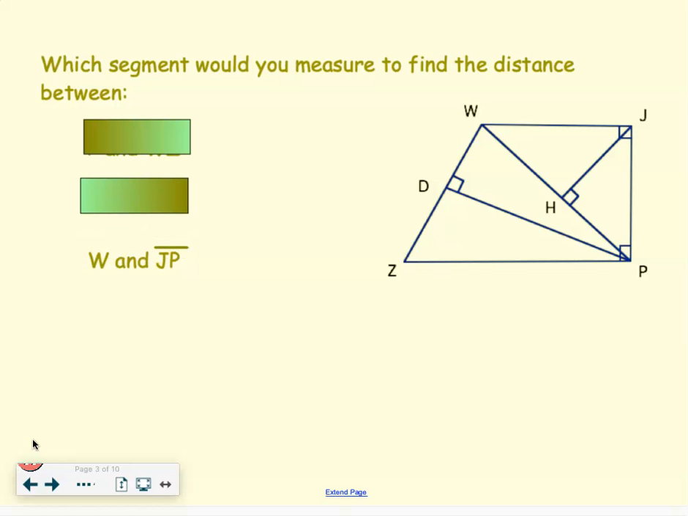W to JP. There's W, JP. Which one makes the right angle? WJ. So do you guys see that? Well, there are 2 different right angles. Why can't it be PJ or JP? Oh, wait. So we're coming from W, and I want to get here. Which one makes the right angle? WJ or WP? WJ.